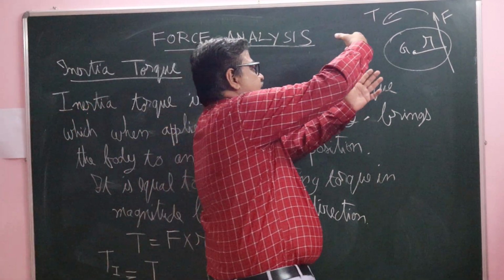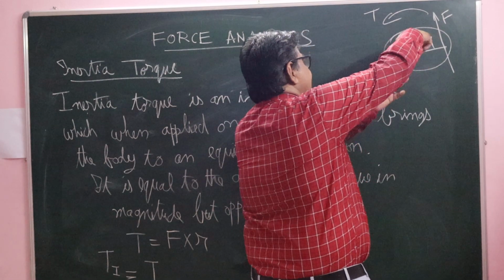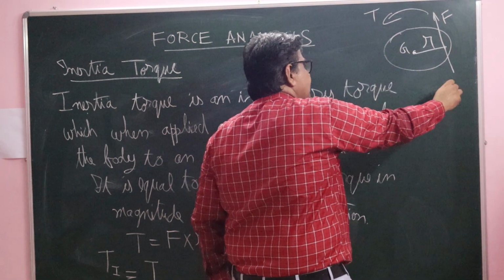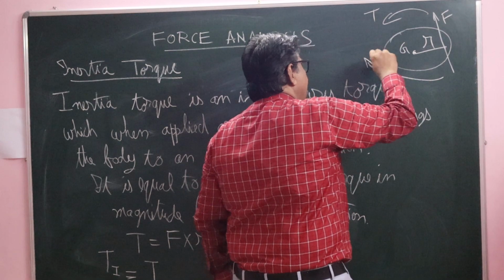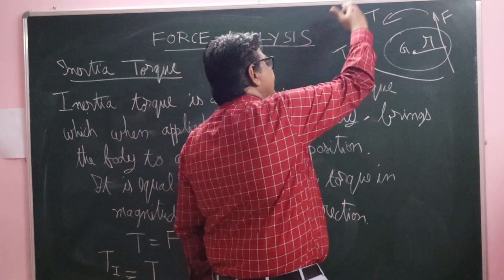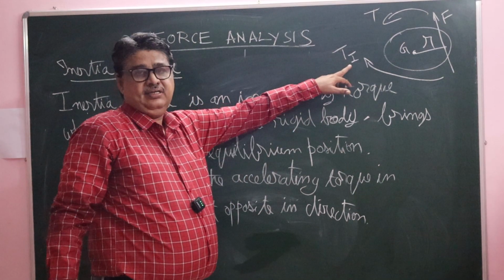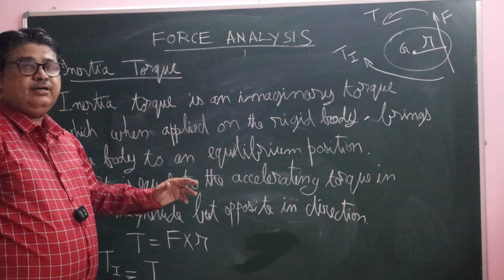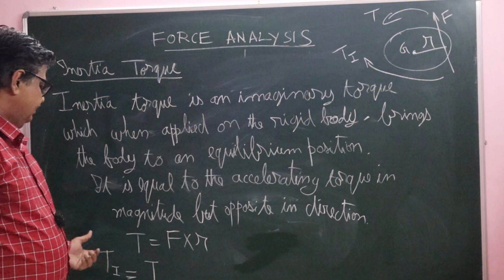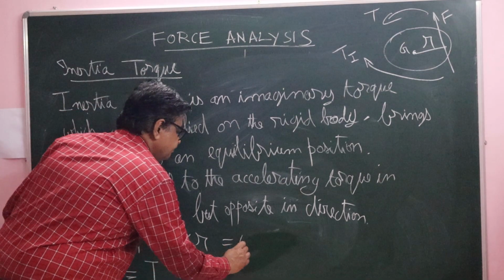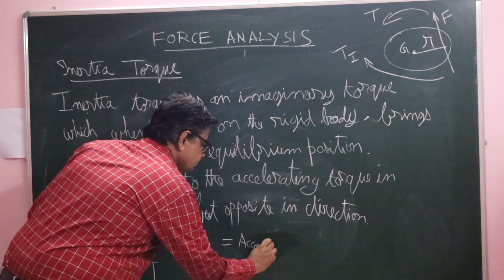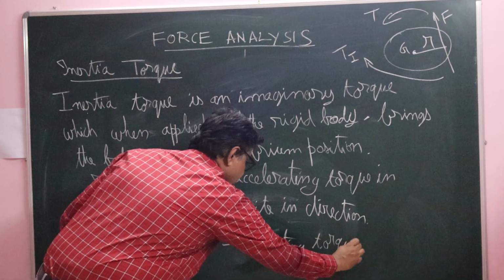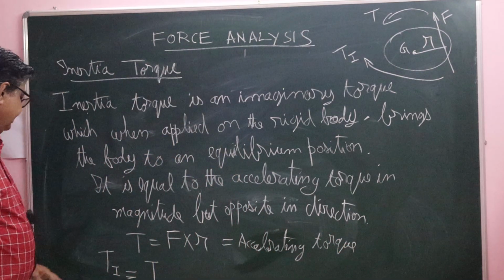This tries to rotate the body about the center of gravity in the anti-clockwise direction. There is another torque called inertia torque which will try to rotate the body in the opposite direction, that is in the clockwise direction. This torque is called inertia torque. Therefore, inertia torque is equal to the accelerating torque in magnitude but opposite in direction. T is equal to the accelerating torque. Ti is the inertia torque.